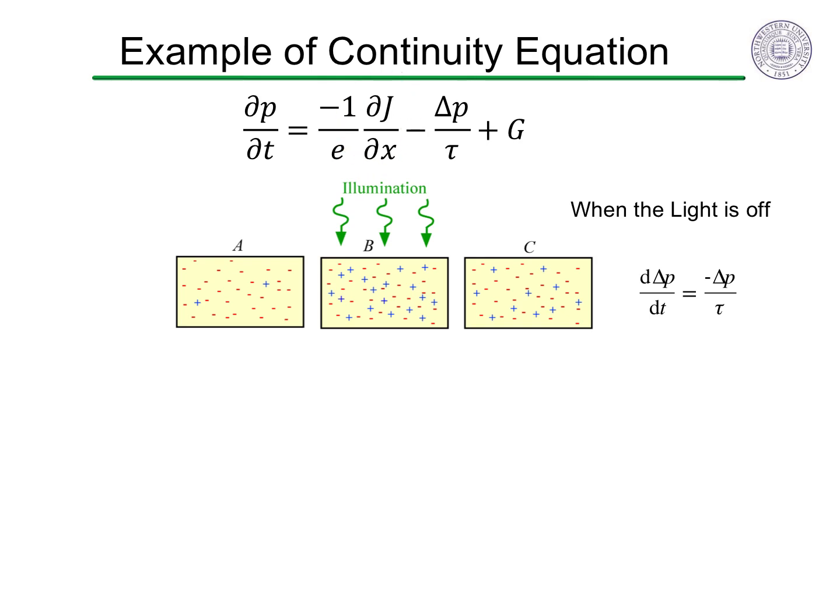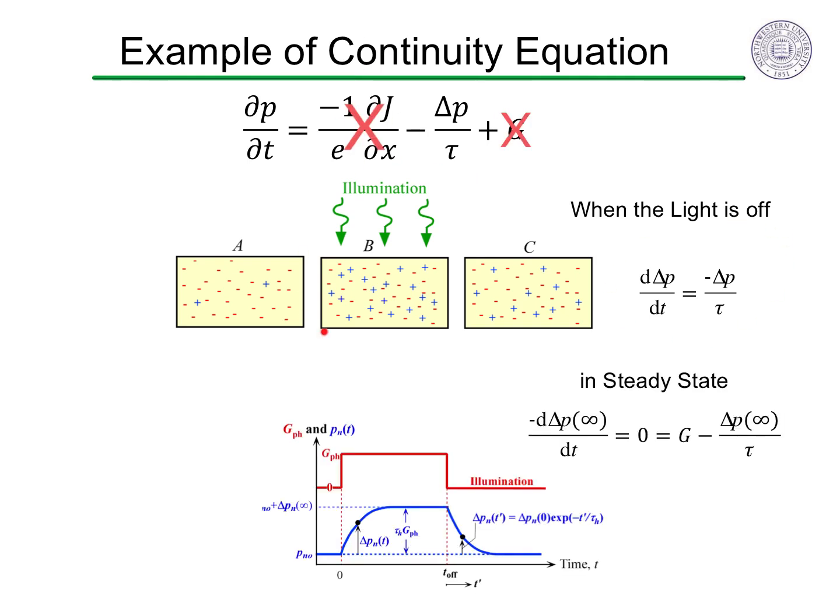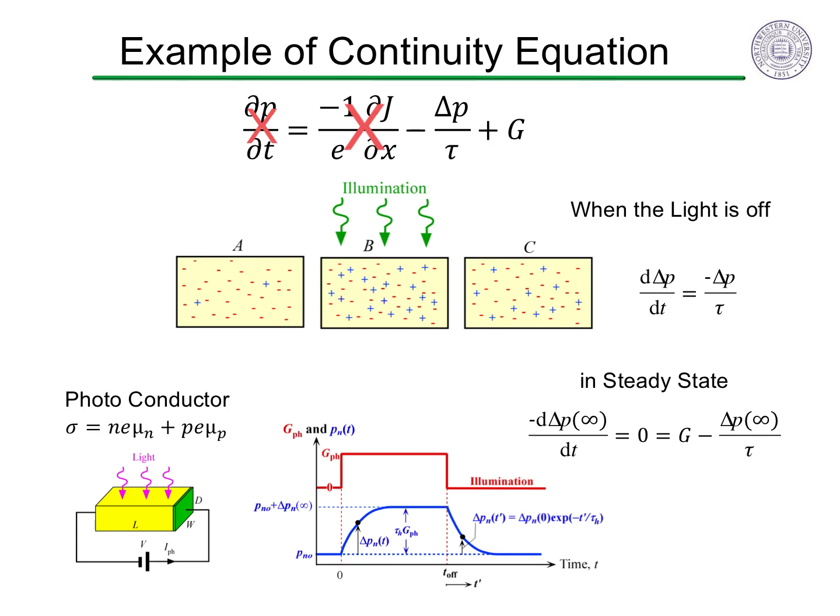Thus, the equation we were using was the continuity equation with these two terms being 0. Under steady-state illumination, we said that G exactly compensated the recombination rate, delta P over tau. This was also the continuity equation where, by steady state, we mean that the number of holes is no longer changing with time, or dP/dt equals 0, leaving us just the generation and recombination terms in the continuity equation. These values are effectively measured in a photoconductor where the conductivity equals N e mu for the electrons plus P e mu for the holes.